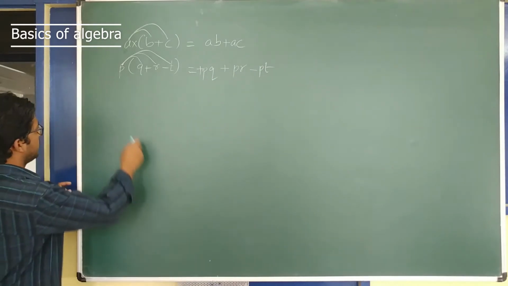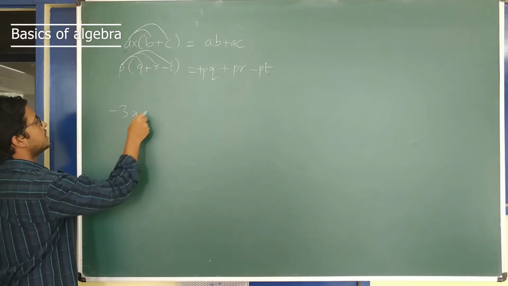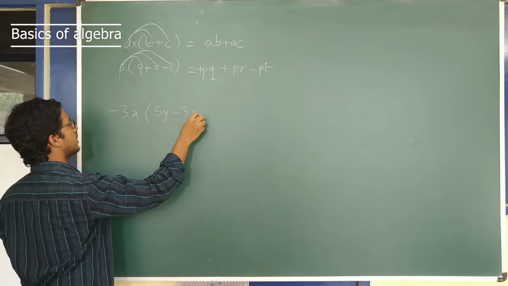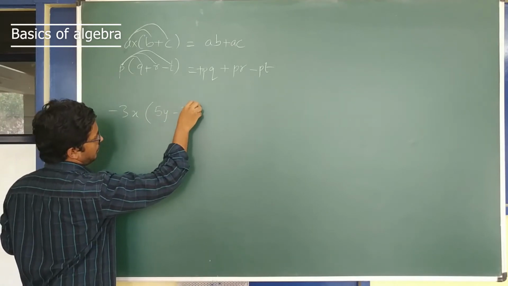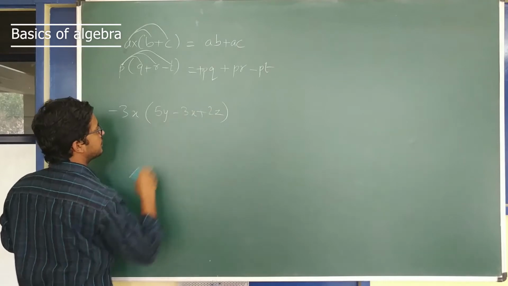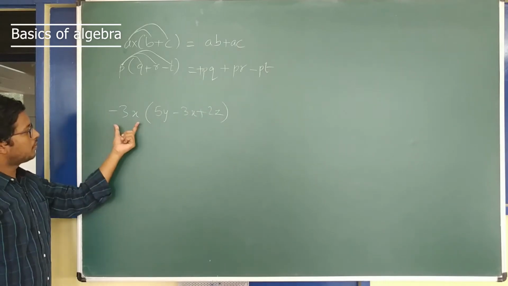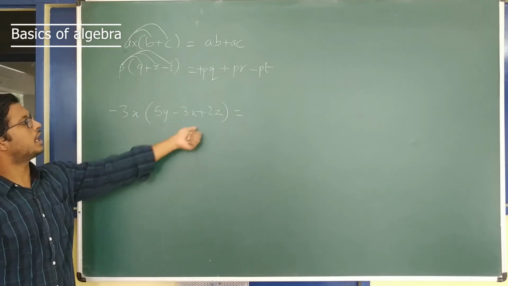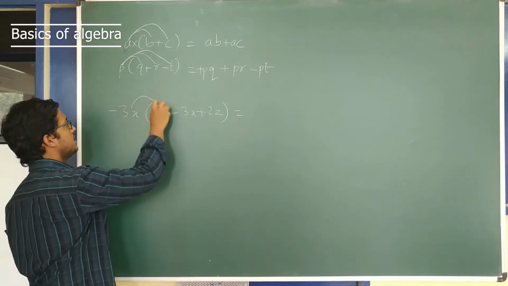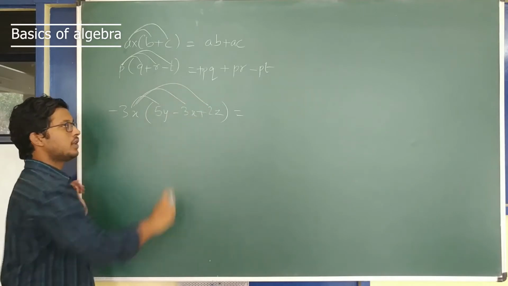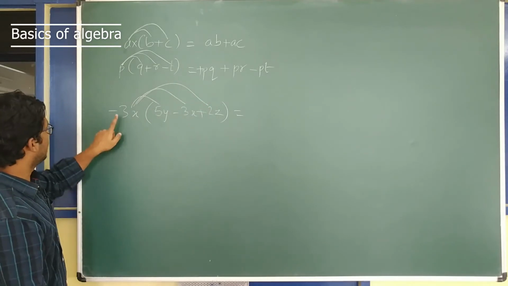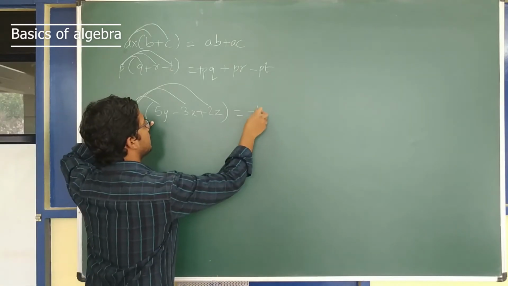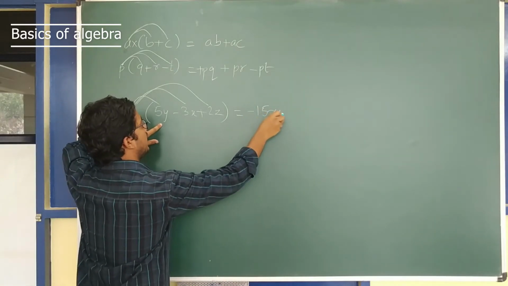Let's take another example. Let's take a little more complicated one now. Minus 3x into 5y minus 3x plus 2z. So now we are multiplying a monomial to a trinomial. Again we apply the same thing. Take this term and multiply to all the terms. So this into this, this into this, this into this, write along with the sign. So minus 3x into 5y is minus 15xy.